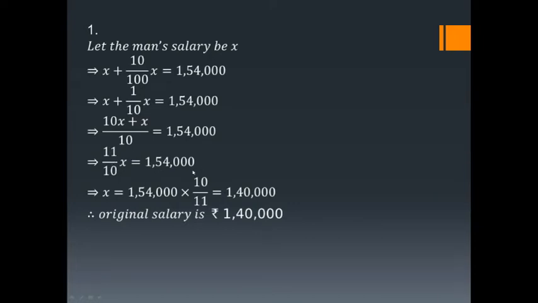If you take 11 by 10 to the other side, it will become 10 by 11. Then X equals 1,54,000 into 10 by 11. If you divide 154 by 11, you will get 1,04,000. So that is the original salary of that man.